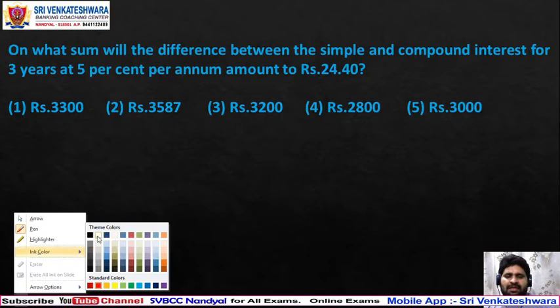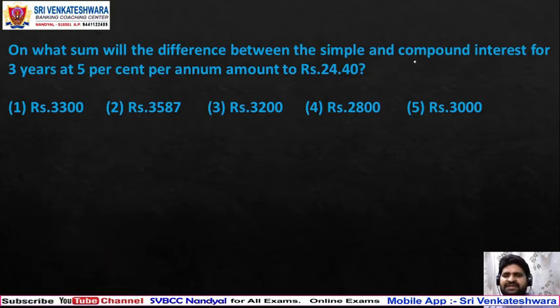On what sum the difference between simple interest and compound interest for 3 years at a rate of 5% per annum gives 24.40. So for 3 years we are getting this difference at a rate of 5%. What is the sum? Basically, what is the formula? For 3 years, look at here, D is equal to P R square into (300 plus R) by 100 cube.